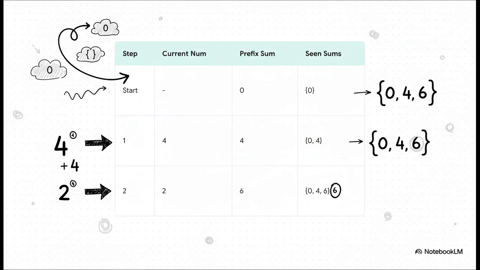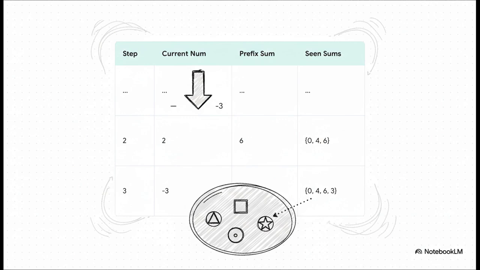All right, let's trace this out. We start with our prefix sum at 0, and our set of seen sums has just that 0 in it. First number is 4. Our new prefix sum is 4. We haven't seen it, so we add it to our set. Next up is 2. The prefix becomes 6. Also new, so we add that to our set too. Okay, next we process -3. Our running total, that prefix sum, drops from 6 down to 3. Is 3 in our set? Nope. It's a new value, so we just add it to our history and keep on moving.